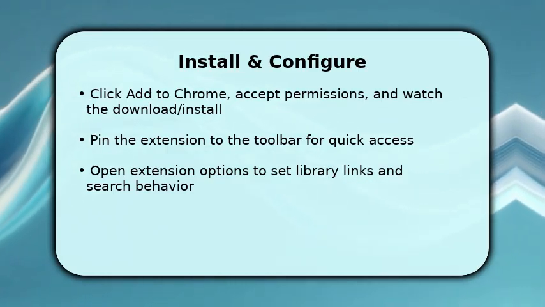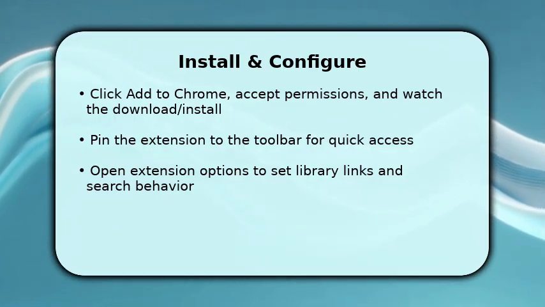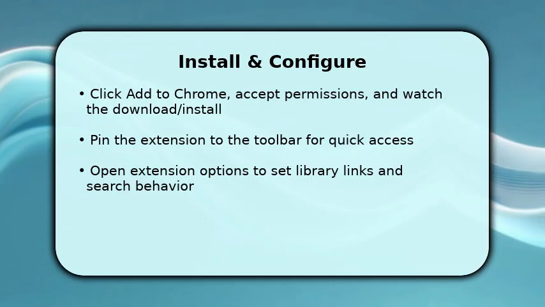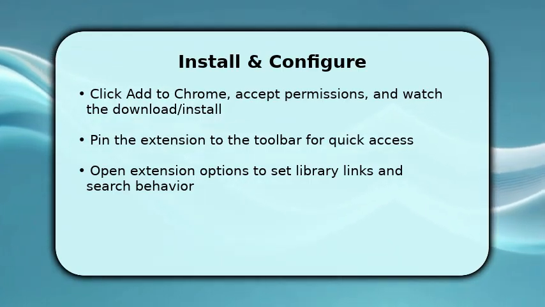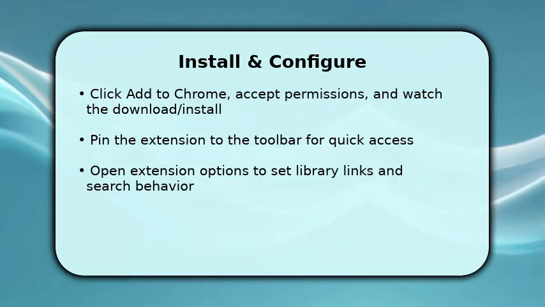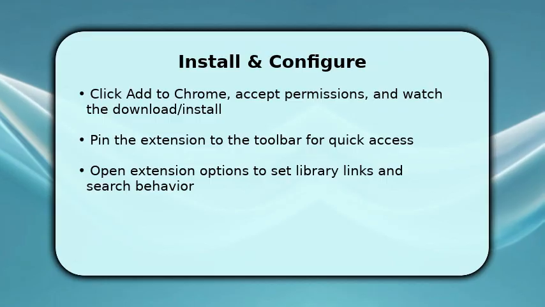Then open the extension's options or settings. Enter your library links, preferred results per page, and any institutional access credentials. If the extension offers page action versus browser action, choose browser action for persistent access. Make sure to test a sample search from the extension.